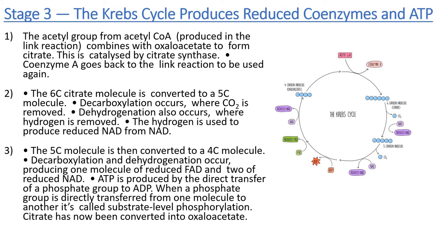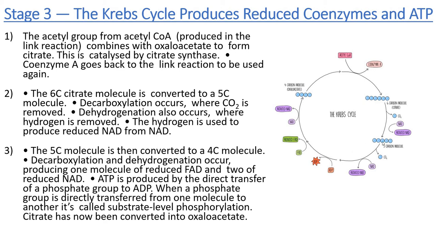So acetyl-CoA, which is a 2-carbon compound, binds with 4-carbon molecule oxaloacetate using the enzyme citrate synthase to form a 6-carbon molecule citrate. And then the coenzyme A is reused in the link reaction. And then to get from the 6-carbon molecule citrate to a 5-carbon molecule, decarboxylation happens, and also dehydrogenation. So hydrogen is removed and carbon is removed. So carbon dioxide is produced and reduced NAD is produced.